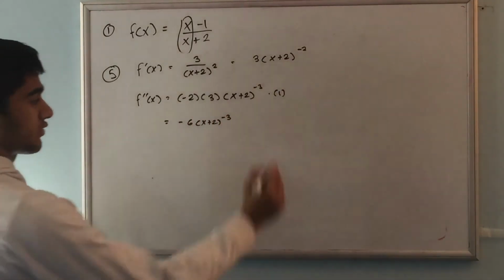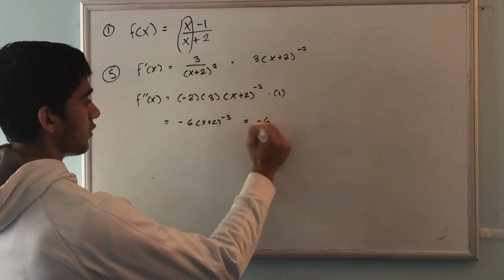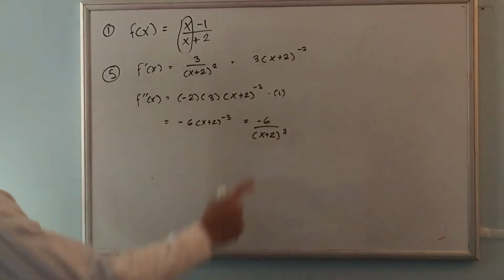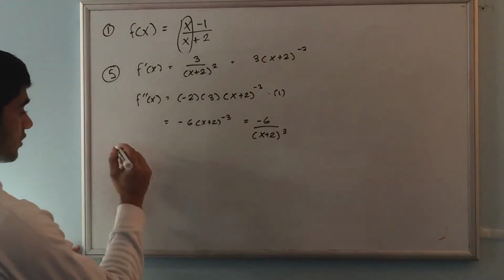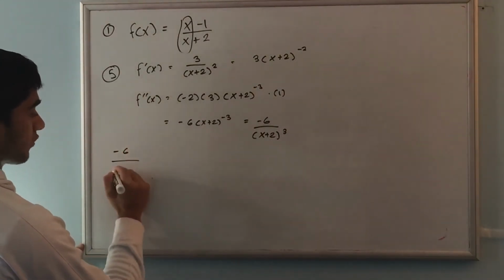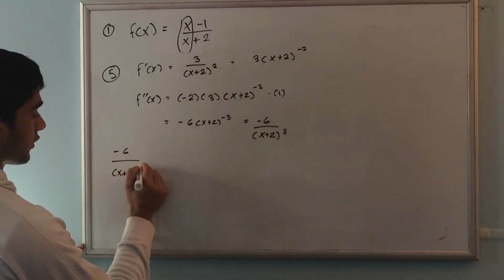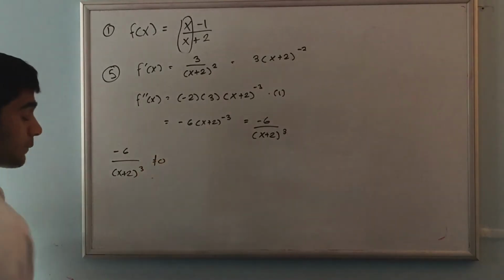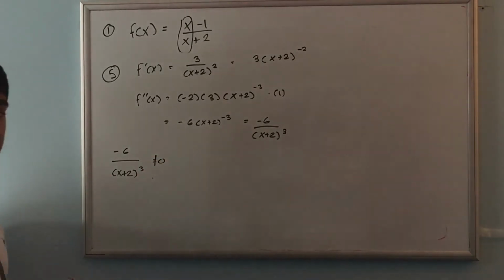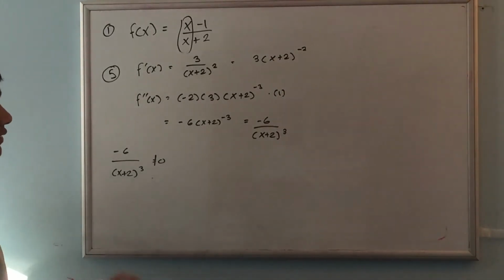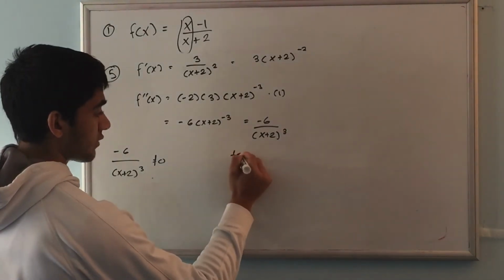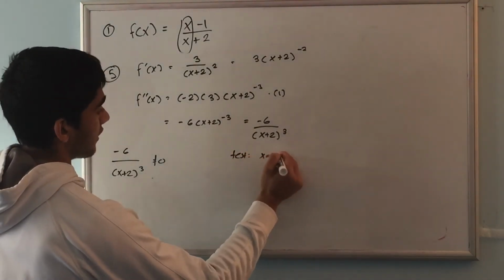And if you write this in fraction form, this is equal to negative 6 over x plus 2 to the third power. Remember, now we need to set this equal to 0. So if we set negative 6 over x plus 2 to the third equal to 0, notice that no value of x can set this equal to 0, since the numerator is a constant value, and the denominator cannot be equal to 0. So in this case, remember, we still have to test the points at which the function is undefined. So we still have to test x equals negative 2.